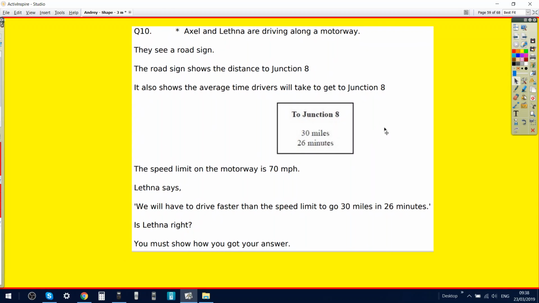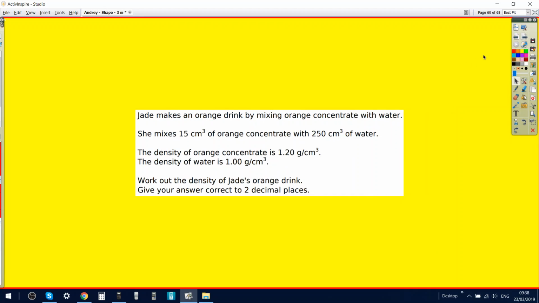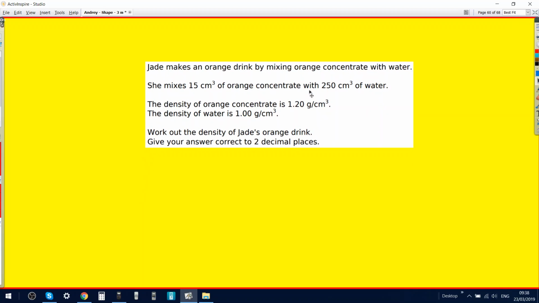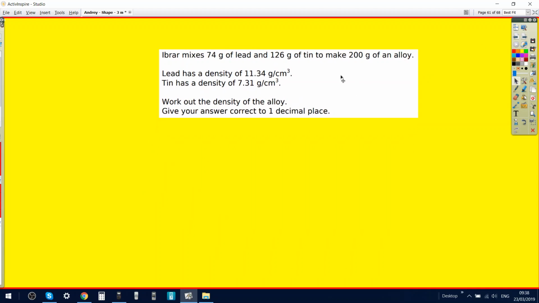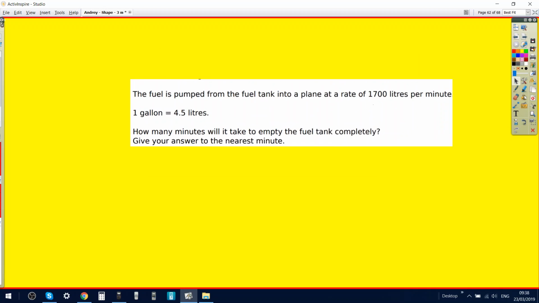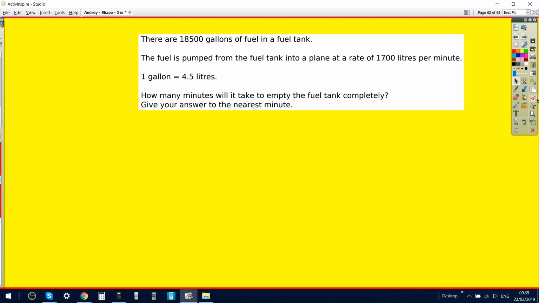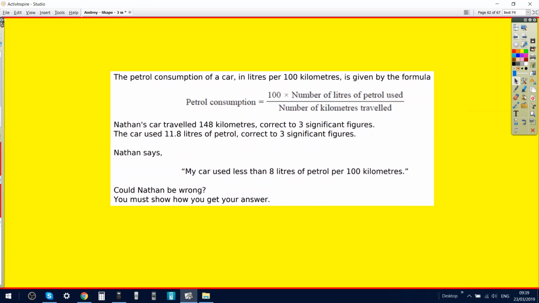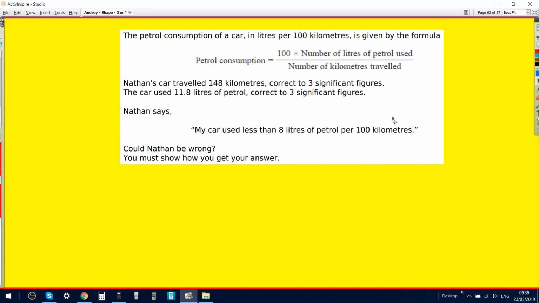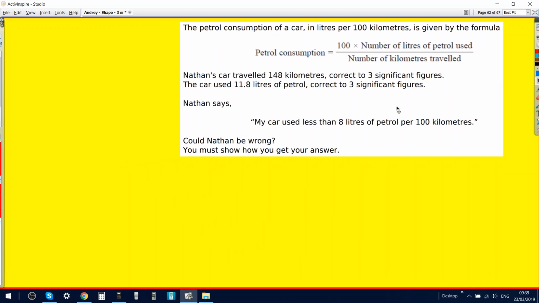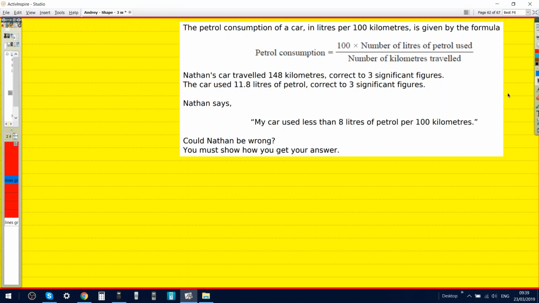Let's see. I think you're going to be fine for these now. Density, volume, quite good for it. Density, quite good. We did this one. What is this? Yes. All right. It's revision. Let's do it.